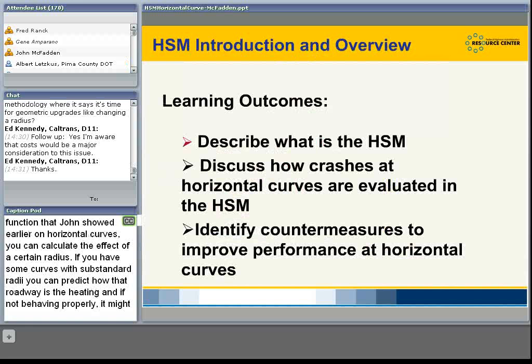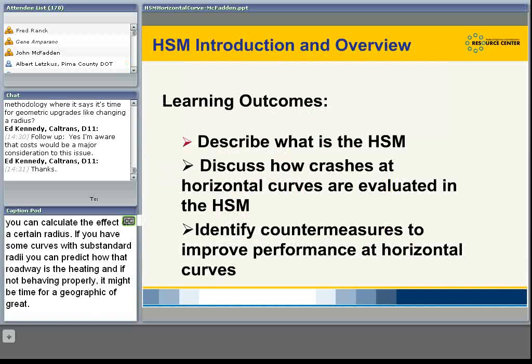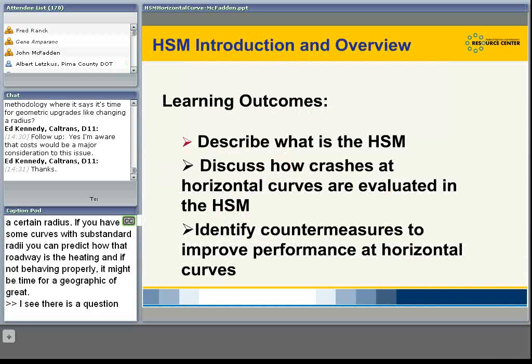We have a question from Ed Kennedy asking, is there a methodology where it says it's time for geometric upgrades like changing a radius?